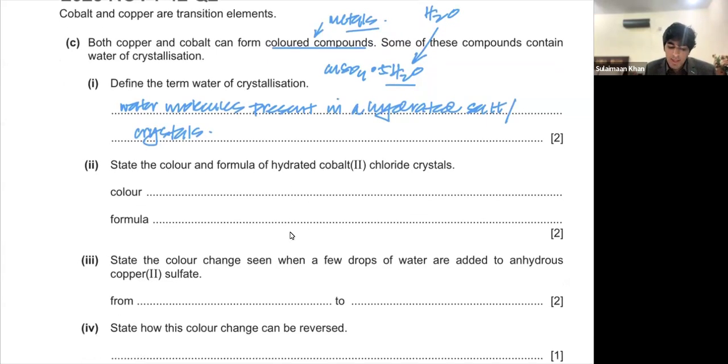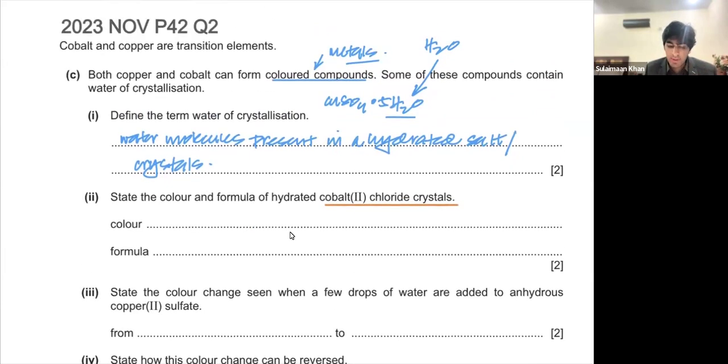Potato, potato. State the color and formula of hydrated cobalt chloride crystal. See, I told you you need to know this, right? So for 2 marks, just this: 1 mark for this, water molecules, just writing water molecules, and 1 mark for this. That's it.